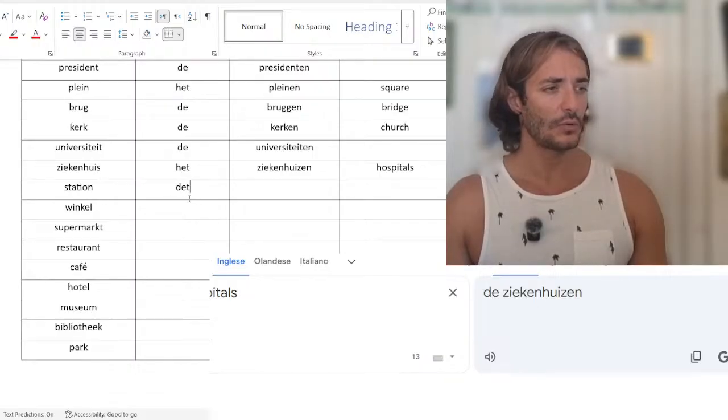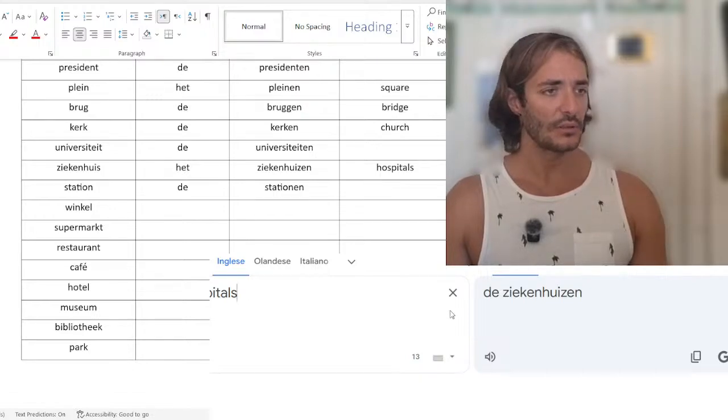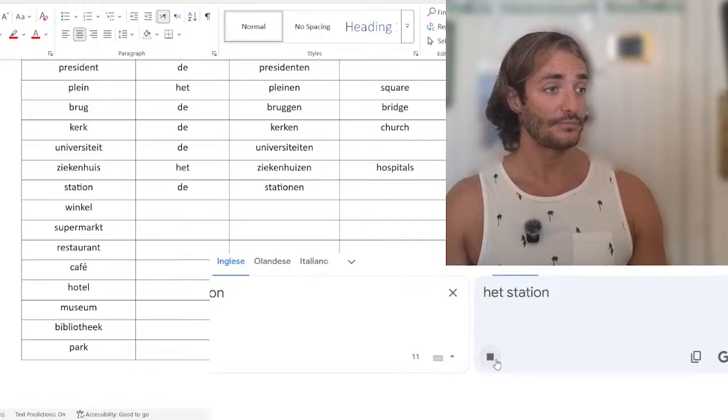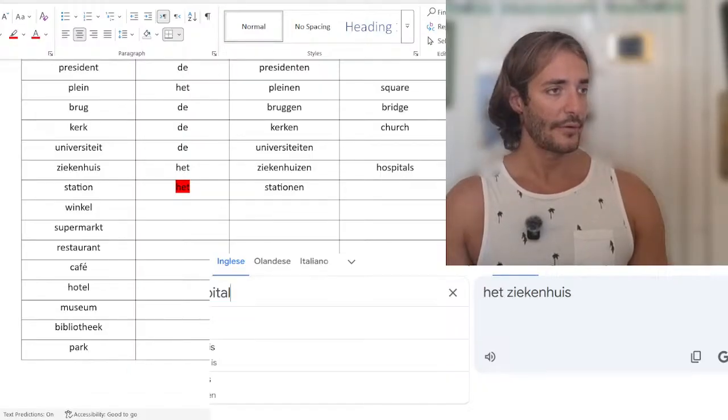De station. The station. Stationen. Probably. The TI, I want to check with my teacher. It's probably station with Z, no, station. Yeah. Stationen. Het station. Station. Okay, het. Stations. Okay.